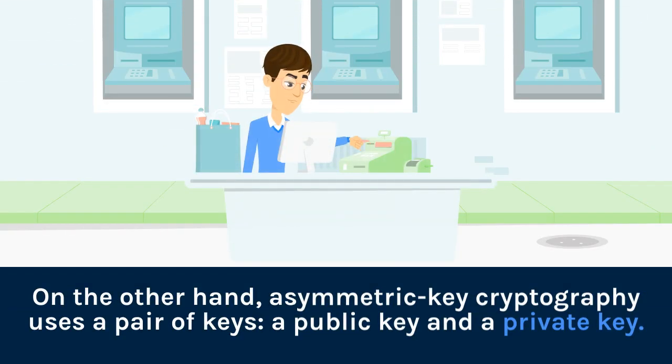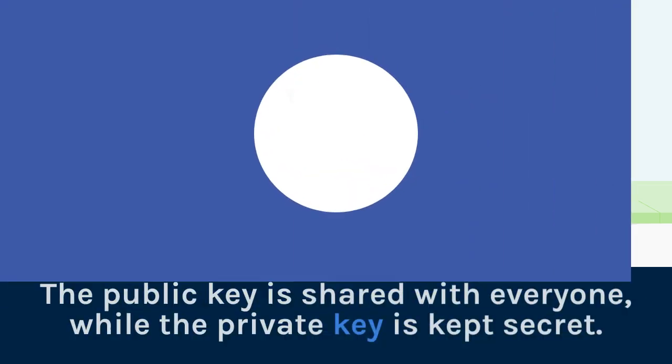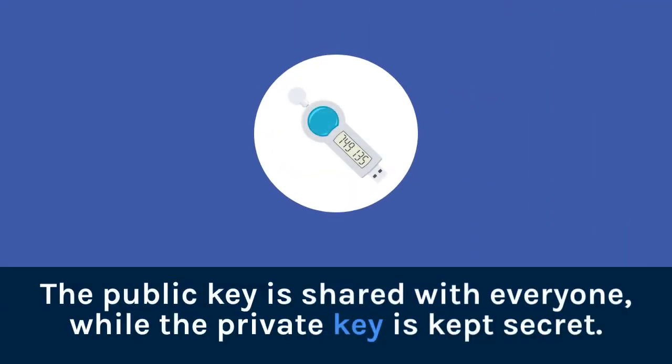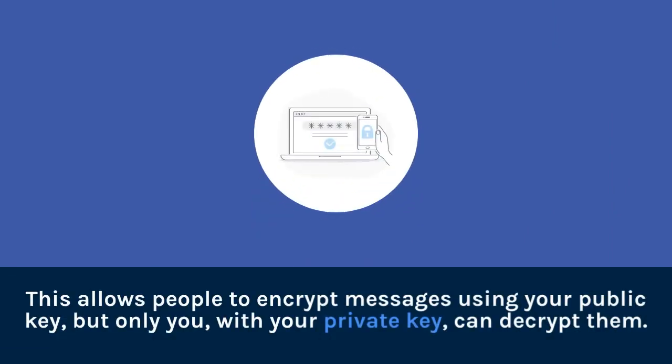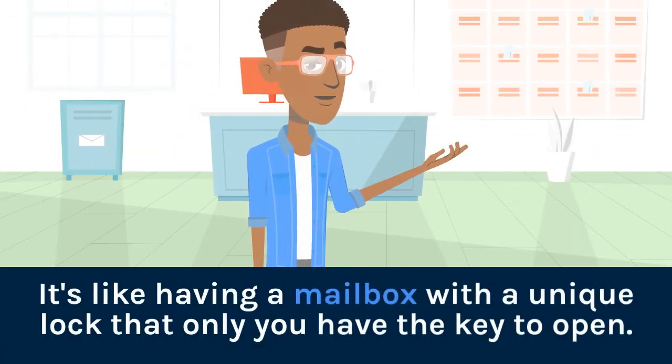On the other hand, asymmetric key cryptography uses a pair of keys, a public key and a private key. The public key is shared with everyone, while the private key is kept secret. This allows people to encrypt messages using your public key, but only you, with your private key, can decrypt them. It's like having a mailbox with a unique lock that only you have the key to open.